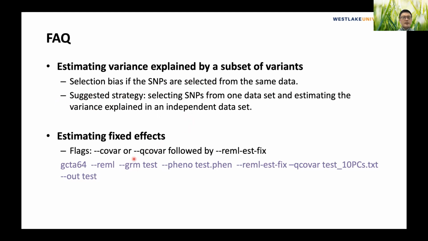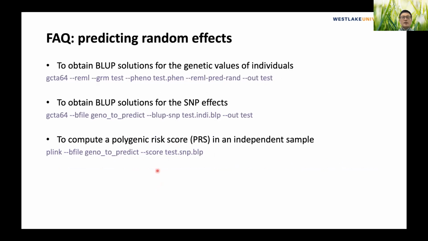And we also have flags in GCTA to estimate the effect size of the covariates, or to estimate the fixed effects. And this is sometimes useful if you are interested in testing the association between a covariate and the phenotype, conditioning on the polygenic background. And finally, we also have an option to do prediction to predict the random effects.